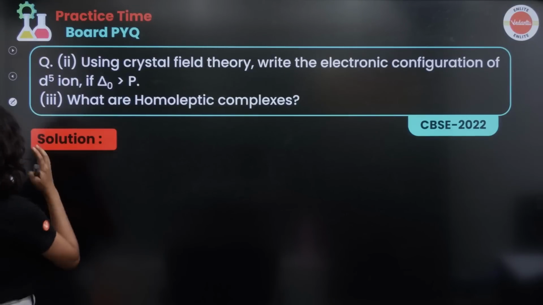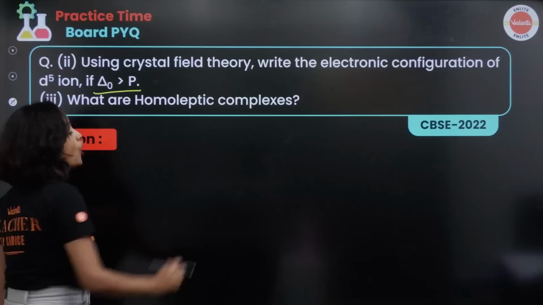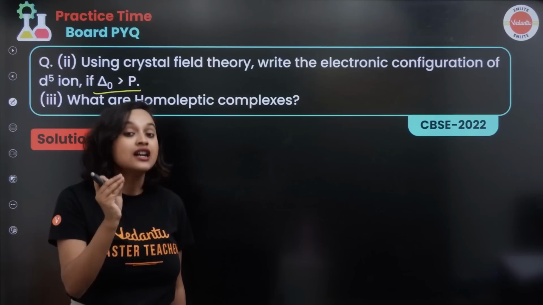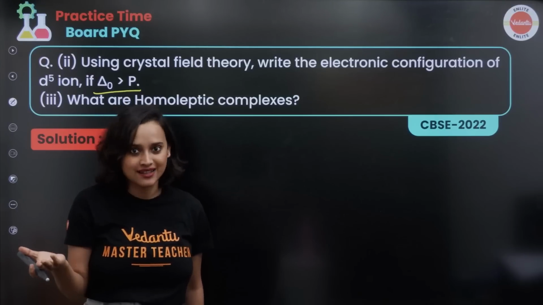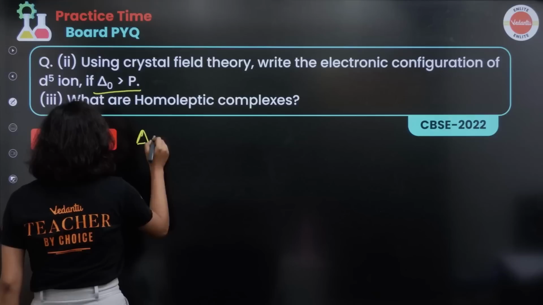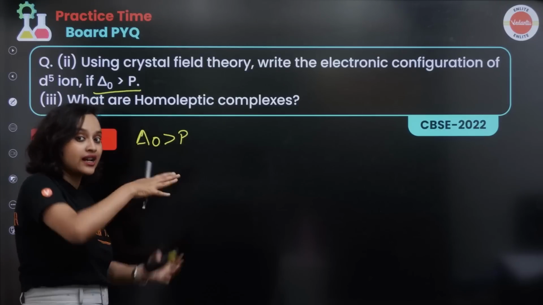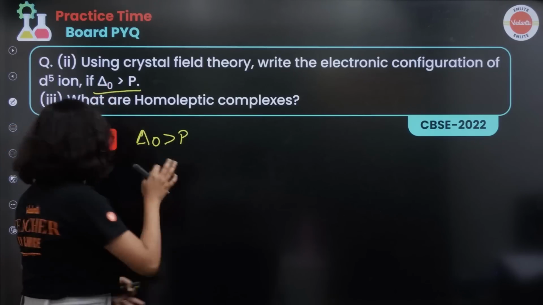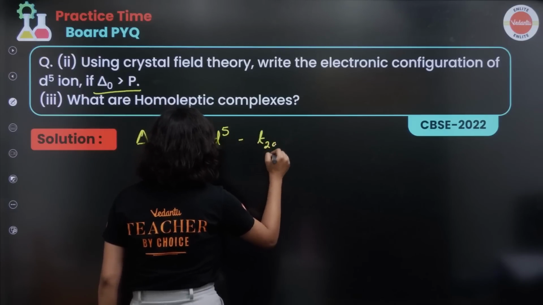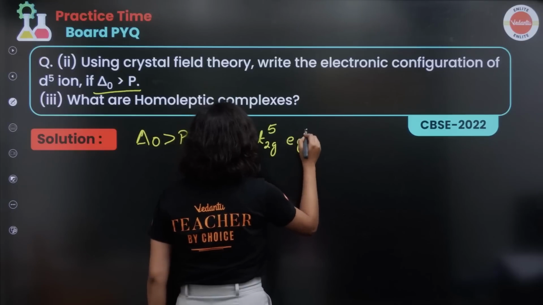The second part is, using crystal field theory, write the electronic configuration of the d5 ion. Here delta octahedral is greater than pairing energy. That means pairing energy is less; the effort to pair up the electrons will be less, but the splitting is very high. So for d5 the configuration will be t2g5, and eg will be 0.